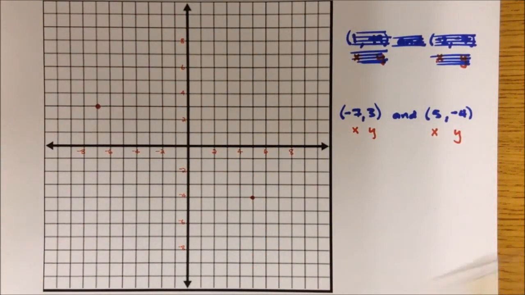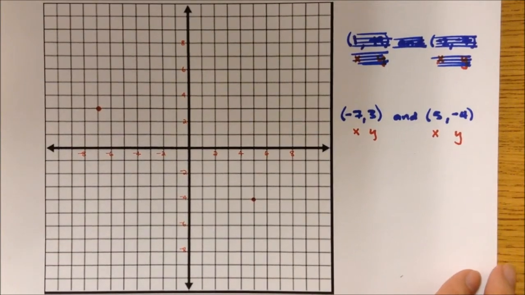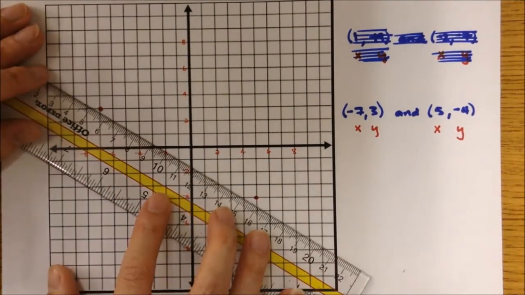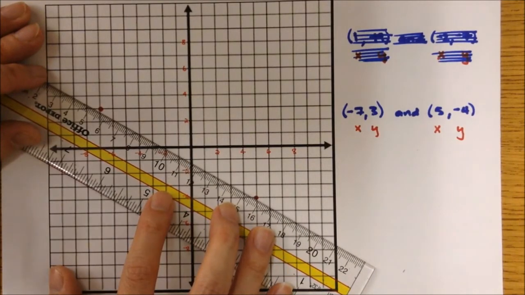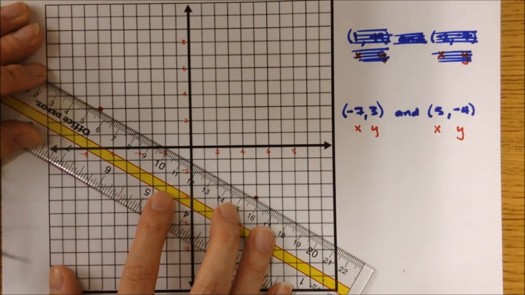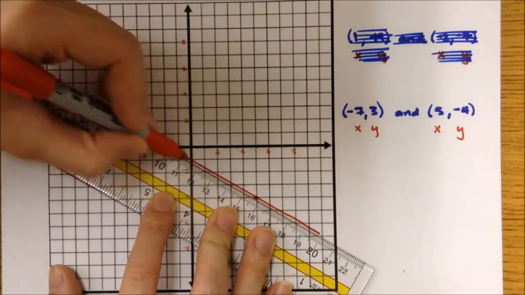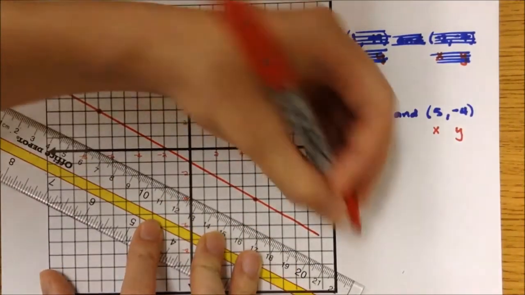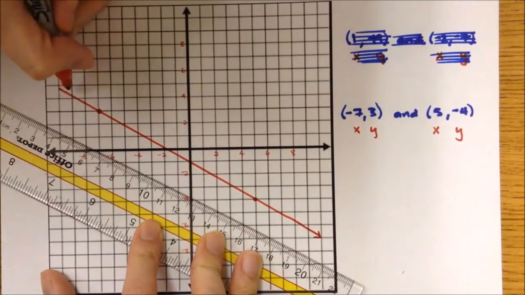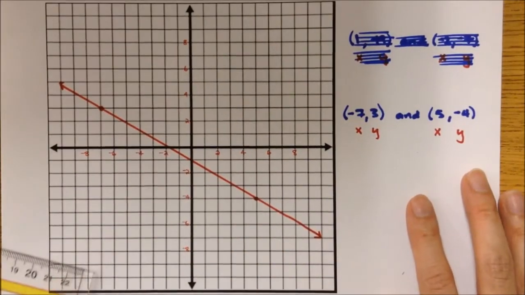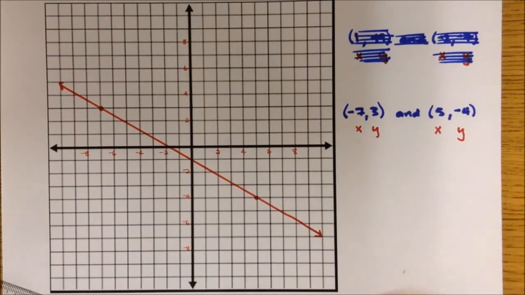Alright, next thing you do, once you plot those 2 points, get a straight edge, and then just connect them by drawing a line through them. And I'm going to include my arrows on it, and then there is our graph of those 2 points. So that's all you have to do.